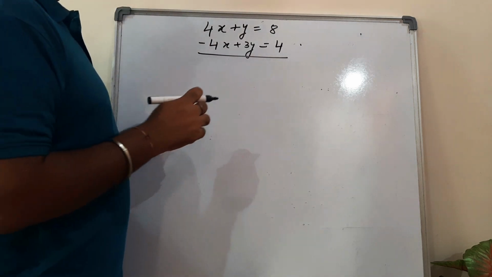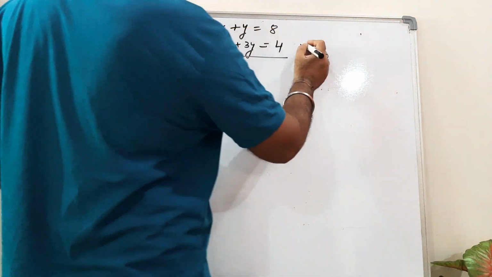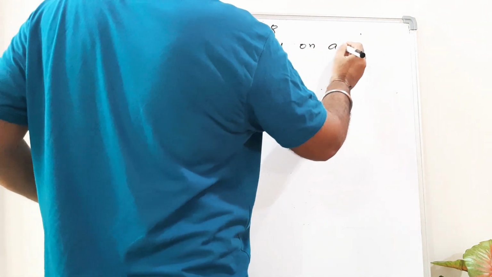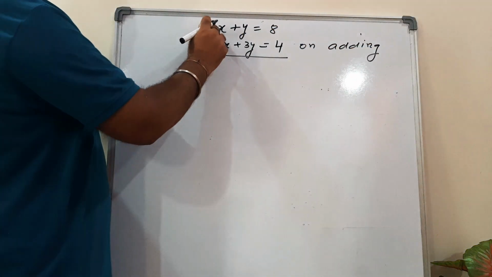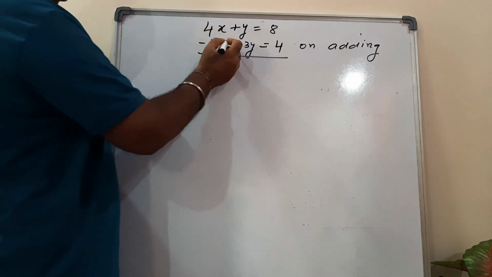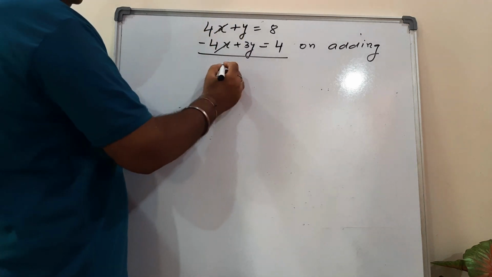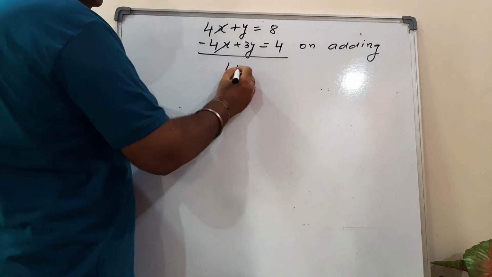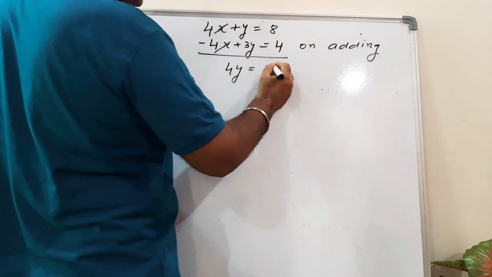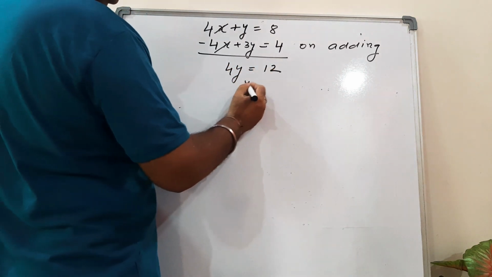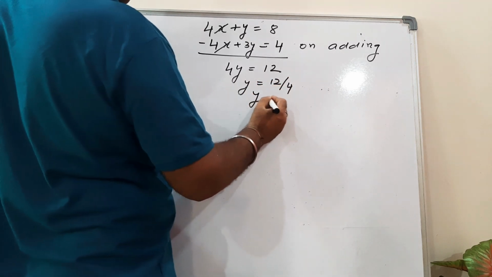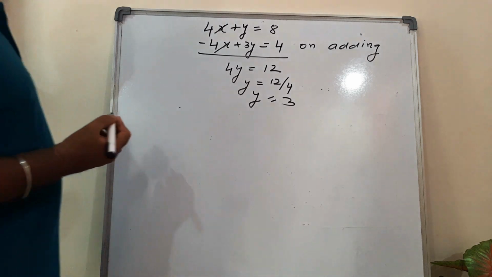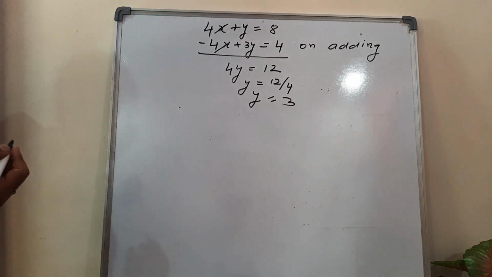It means what you will write here? You can write here on adding. On adding, plus 4x minus 4x, they can cancel. So 3y plus y means 4y is equal to 8 plus 4 means 12. So y is equal to 12 upon 4. y is equal to 3. The solution is y is equal to 3.